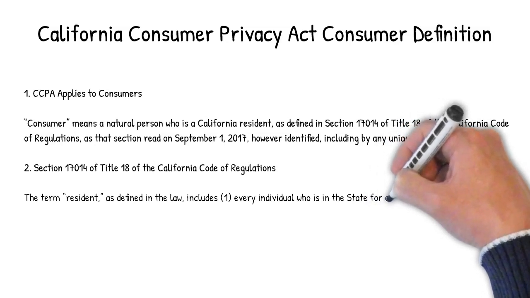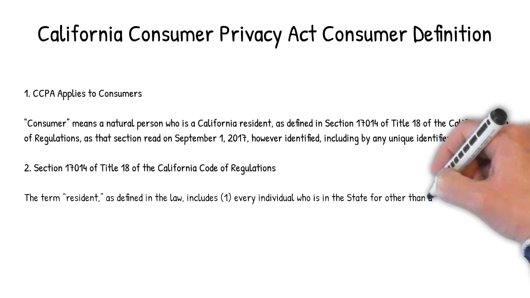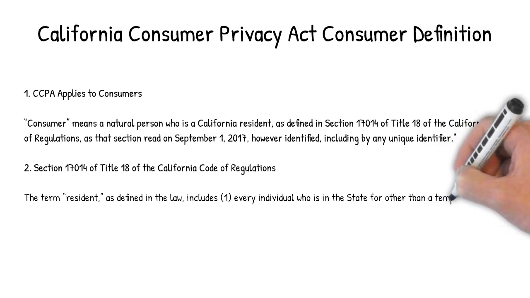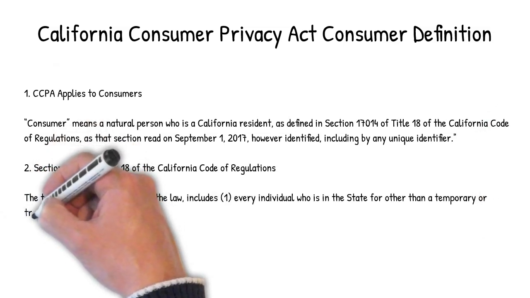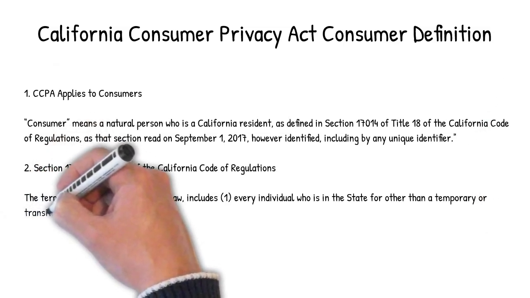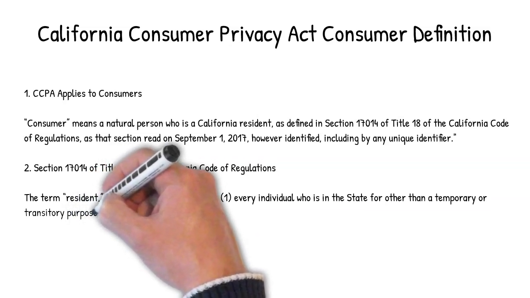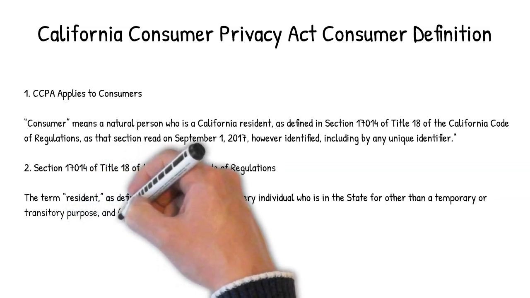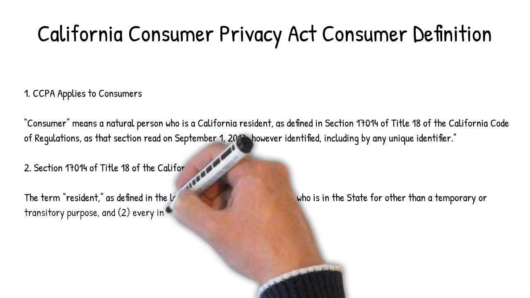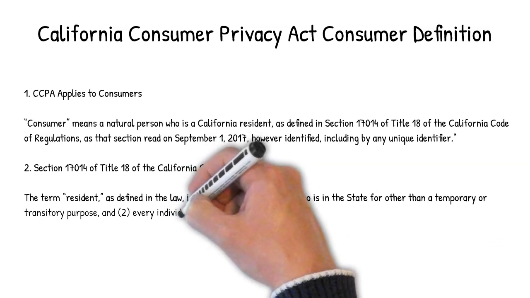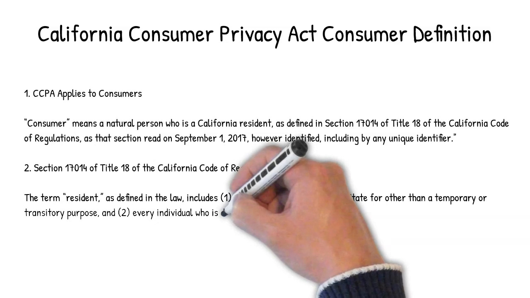So CCPA applies to consumers. What is the definition for consumer? And we can see it right there in number one. Consumer means a natural person who's a California resident. It's defined in Section 17014 of Title 18 of the California Code of Regulations, and that section read on September 1st, 2017, however identified, including by any unique identifier. So as I said, the California legislature likes to make a meal out of these things. Now, realistically, it's only the first little section there that is the most important, and that is consumer means a natural person who is a California resident.